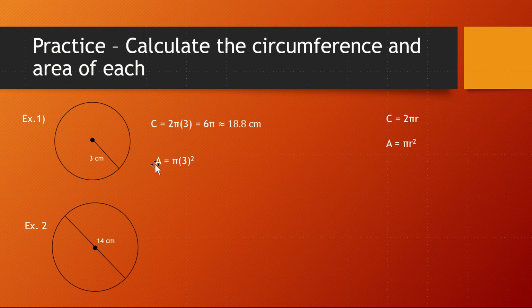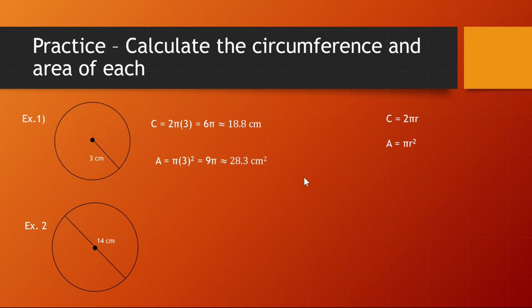Now for the area, that's going to be pi r squared, as you can see right here. So that's going to be pi times 3 squared. 3 squared is 9, so the equation for the area is 9 pi, and that's your exact answer. Multiplying it out gives the approximate answer, 28.3 centimeters squared. That's this whole region right here. The reason centimeters is squared is because we're talking about area, a two-dimensional measurement. So that's the case for example 1.